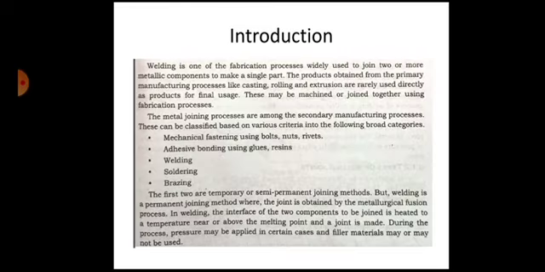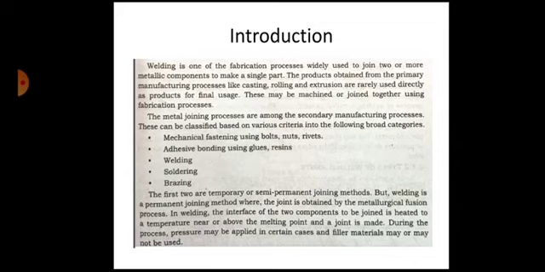First, introduction. Welding is one of the fabrication processes which is widely used to join two or more metallic components to make a single part. The products obtained from manufacturing processes like casting, rolling, extrusion, etc. cannot be directly used as products for the final usage because of some reasons. They may be machined or joined together by using some fabrication processes or fastening units. The metal joining processes are among the secondary manufacturing processes.